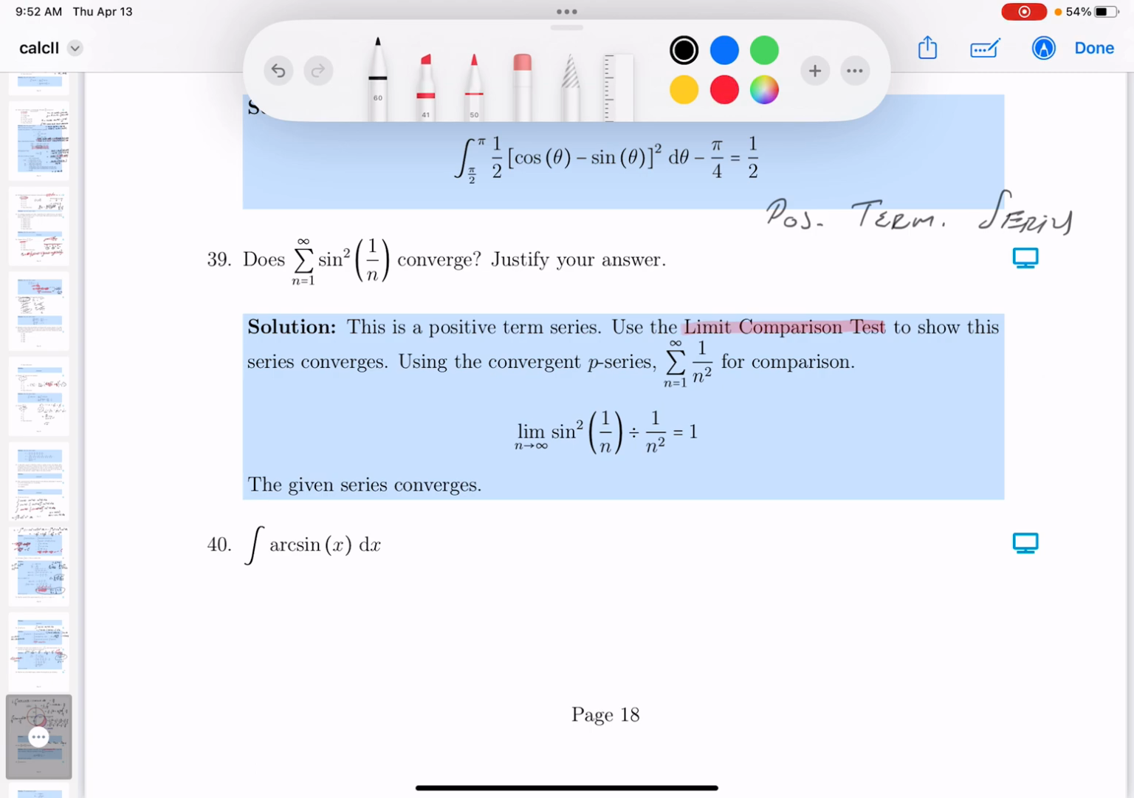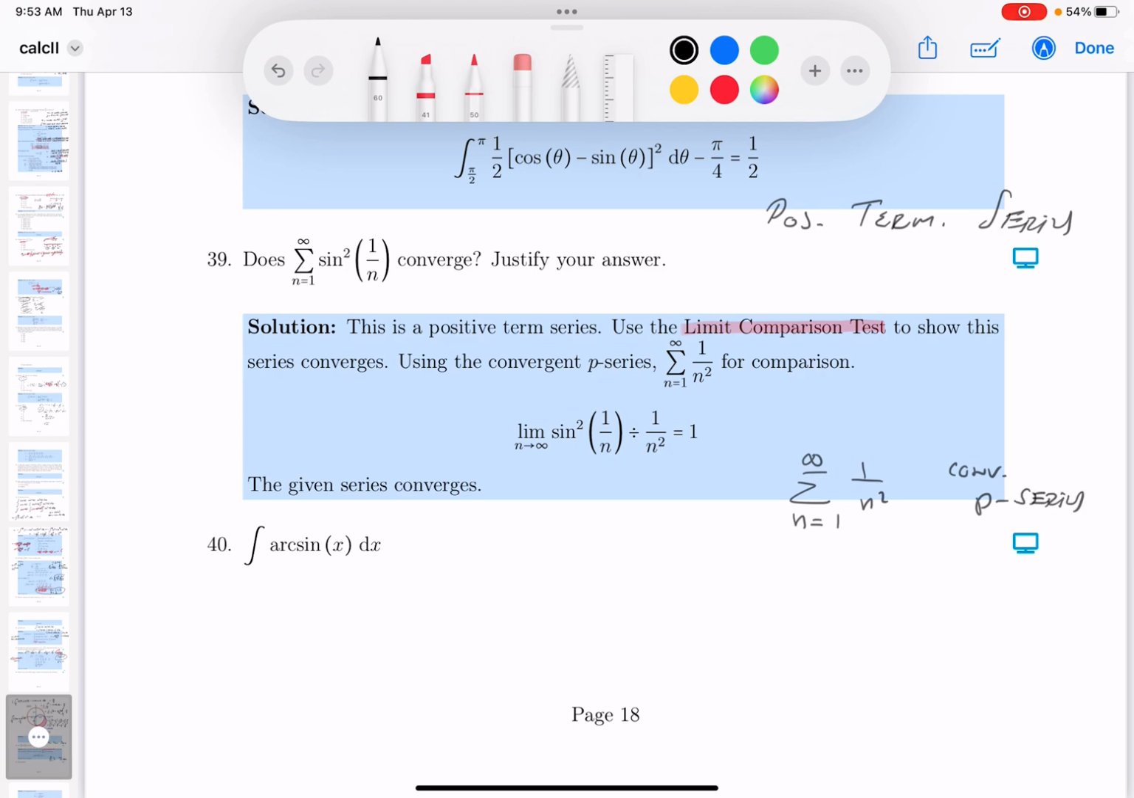So I'm looking at it and I'm going to compare it to this series over here. n equals 1 to infinity, 1 over n squared, which I know is a convergent p-series.